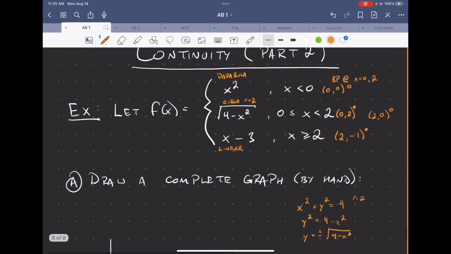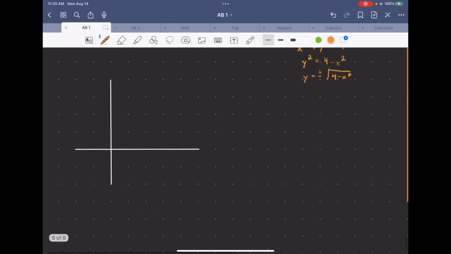So our first function here is the x squared. So let's think about what an x squared looks like. That's a parabola centered at the origin. So it would look like that. However, we don't need the entire graph of this.